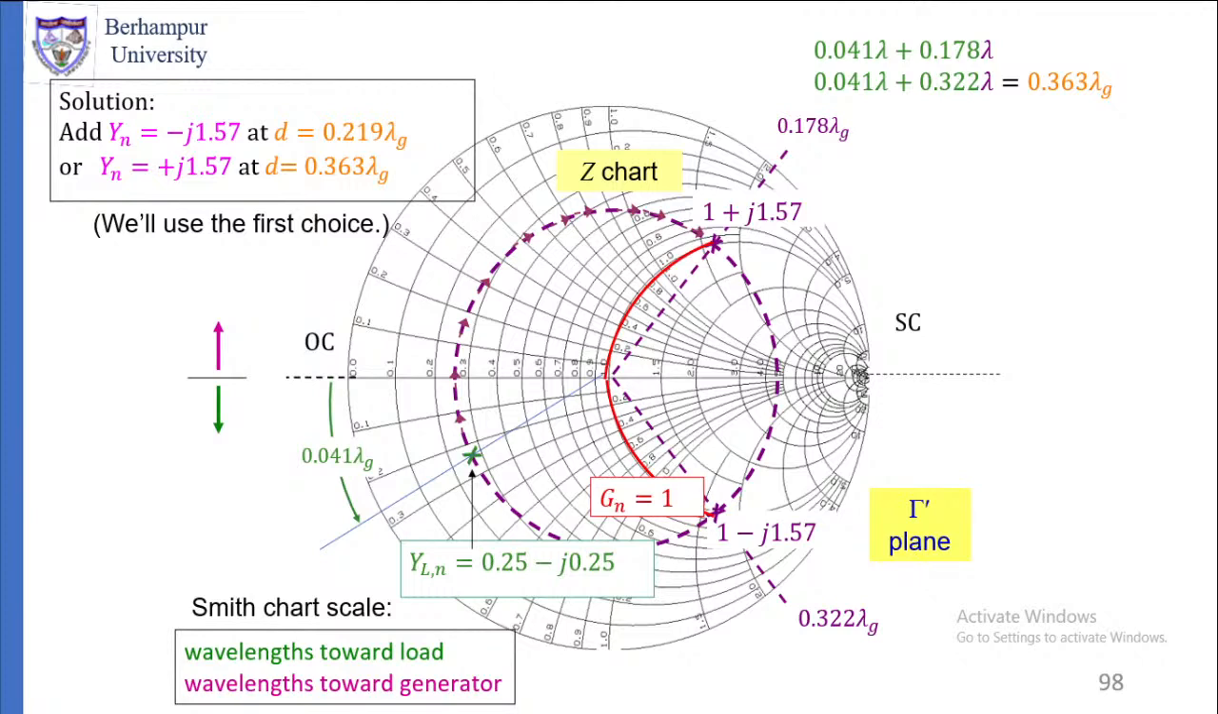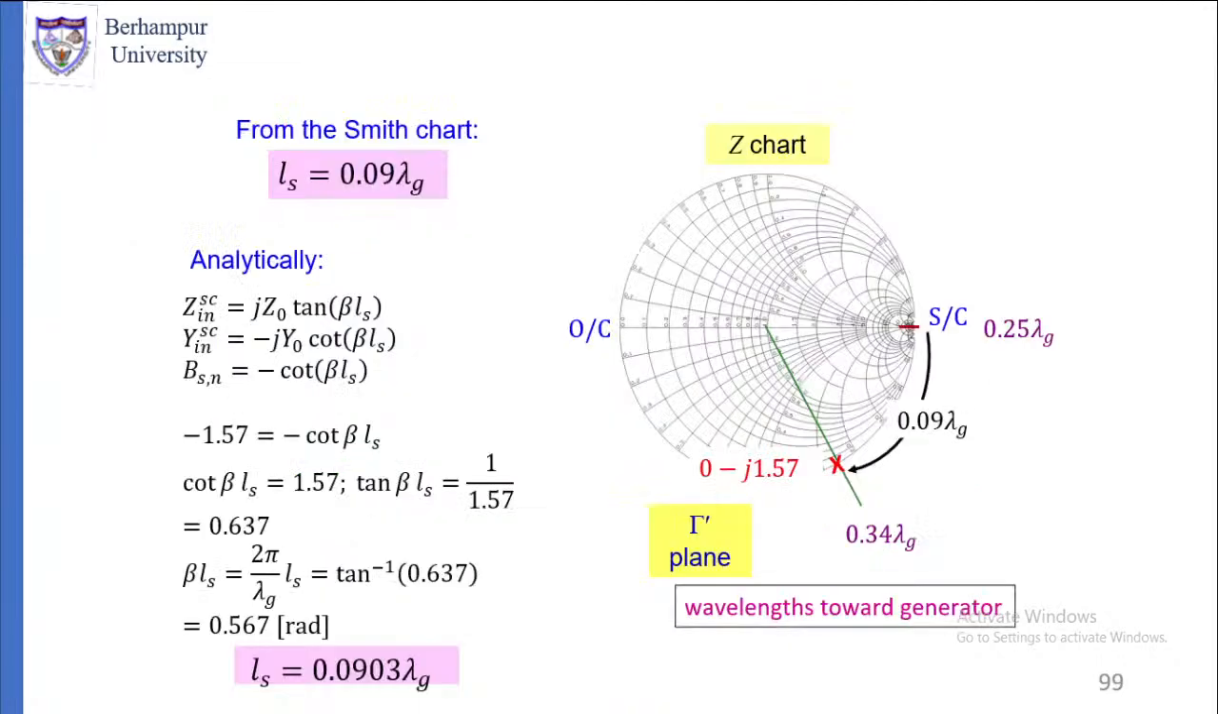Now what remains is the stub length. I am not finding it analytically. For the stub length, we have found the impedance at the A dash point. That impedance is 1 minus j 1.57. Let us take minus 1.57, the longer distance.